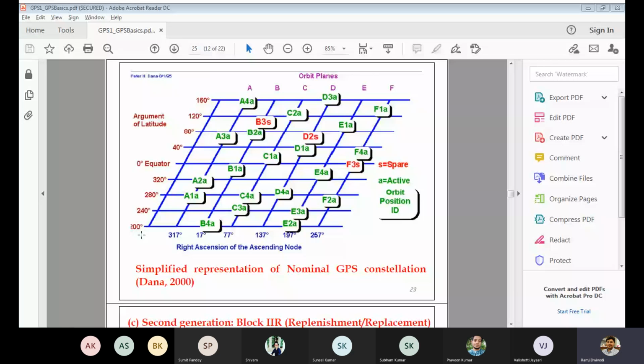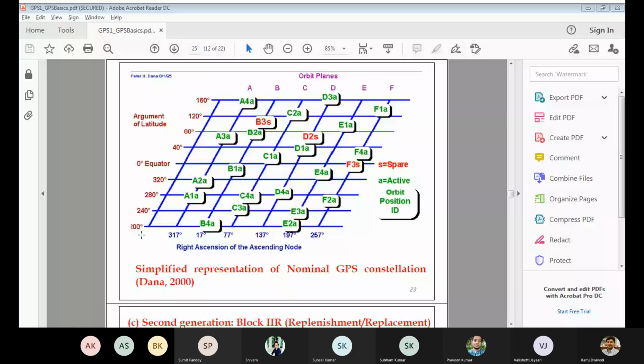Ascending nodes are the points where the satellite goes from the southern hemisphere from bottom to top towards the northern hemisphere, when it crosses the equator. That virtual point of crossing the equator from the southern hemisphere to the northern is known as the ascending node. The opposite point, where the satellite goes from the northern hemisphere to the southern hemisphere and crosses the equator, is known as the descending node.